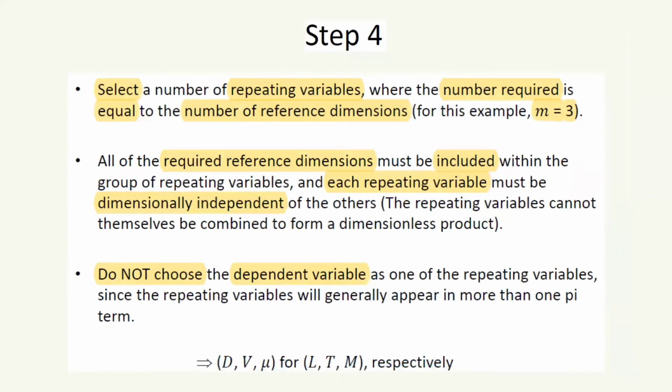Step 4. Select a number of repeating variables where the number required is equal to the number of reference dimensions. For this example, there are 3. All of the required reference dimensions must be included within the group of repeating variables, and each repeating variable must be dimensionally independent of the others. So the rule is, do not choose the dependent variables.